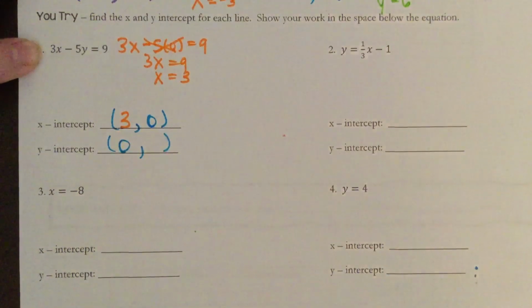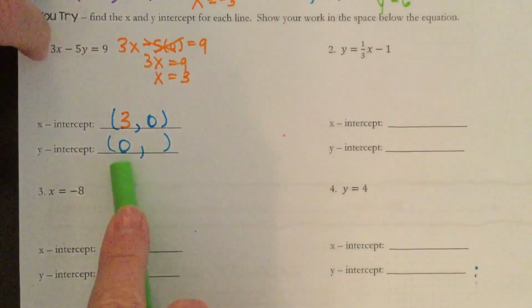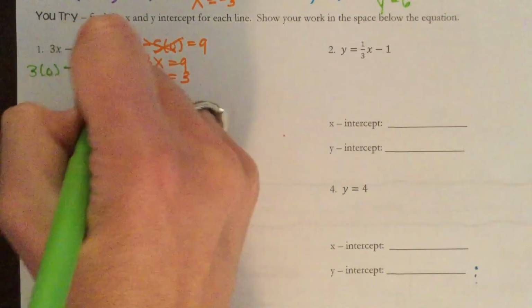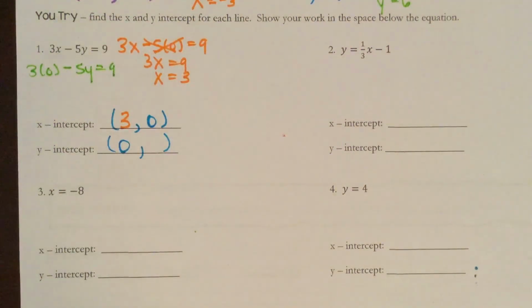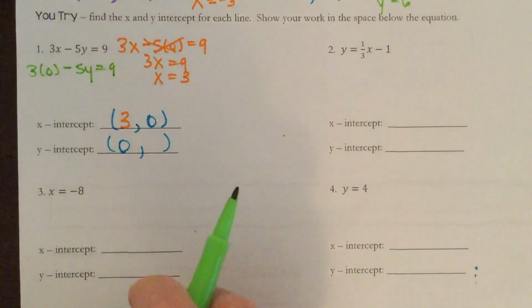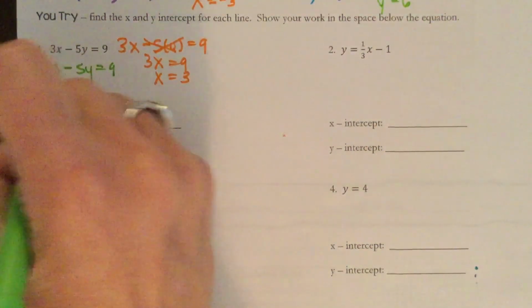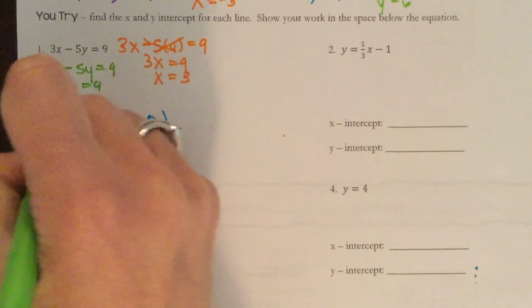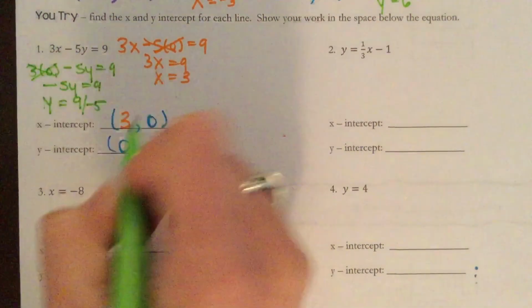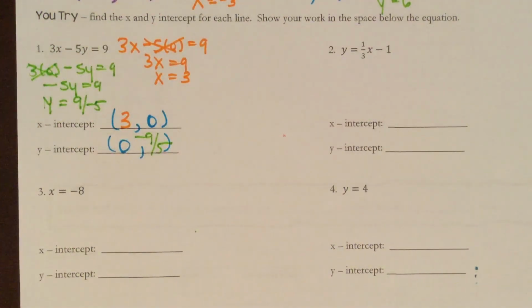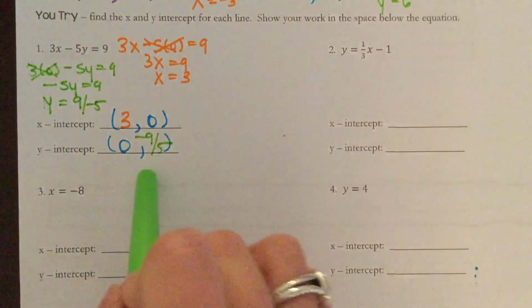To find the y-intercept, we're going to let our x value be 0. So 3 times 0 minus 5y is equal to 9. If we multiply 3 times 0, this cancels out. So negative 5y is equal to 9, meaning y is equal to negative 9/5. Meaning that the line would cross our y-axis at negative 9/5.